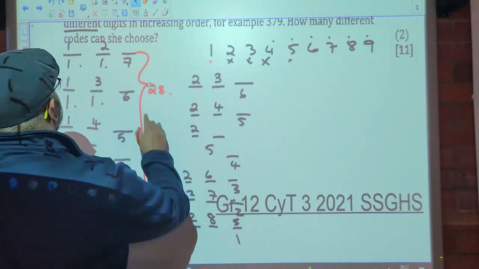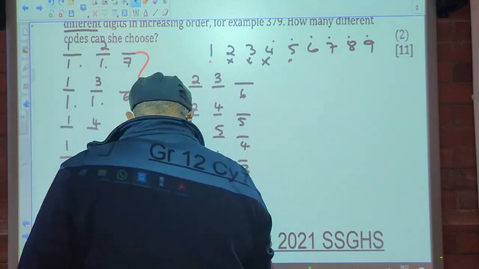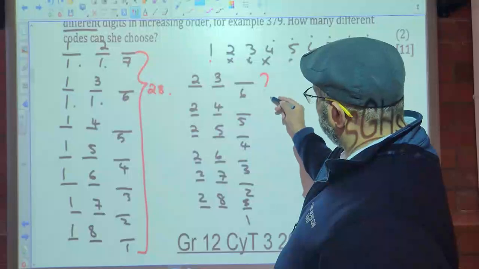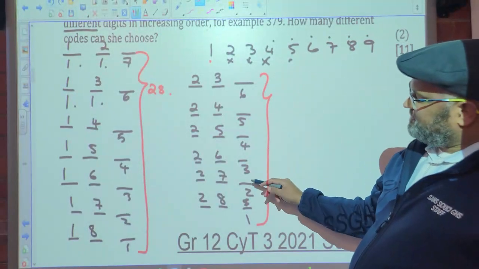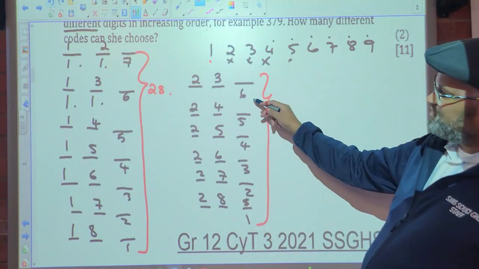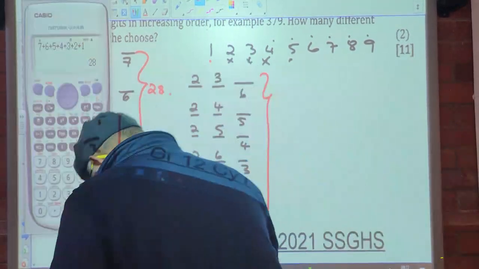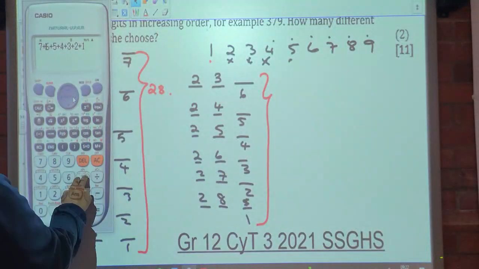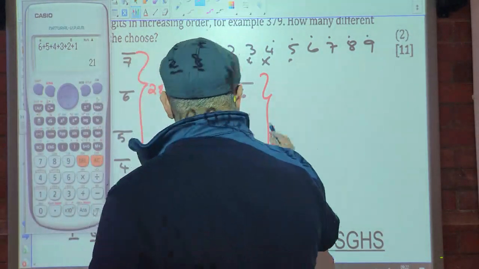Okay. Which means to say, this here is going to be 6 plus 5 plus 4 plus 3 plus 2 plus 1. So 6 plus 5. So it's this without the 7. So it's going to be 21.